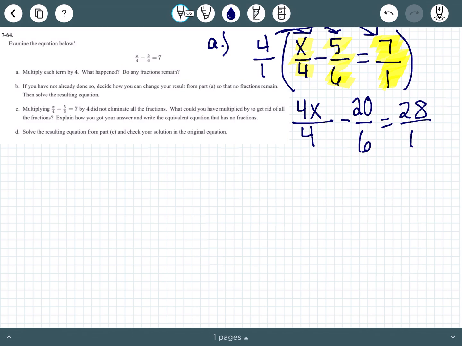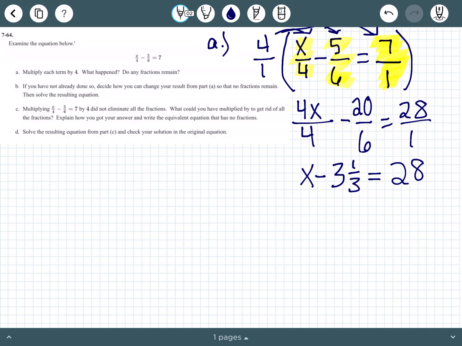So 4x divided by 4 would give me just x minus 20 over 6. Now 20 divided by 6 is going to give me 3 1/3, or 3.3 repeating, and that equals 28 divided by 1 is 28.